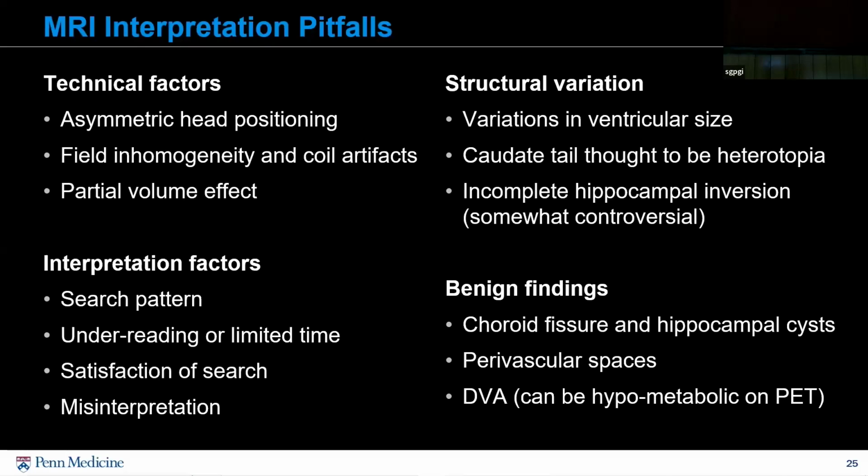And I just want to mention another thing we published on, which is that developmental venous anomalies can be hypometabolic on PET, which could mimic a lesion. But of course, you should also look for cavernous malformations associated with DVAs.